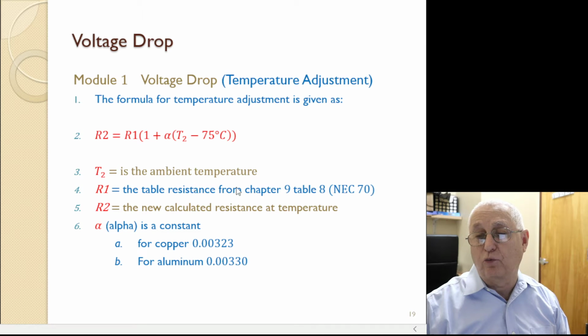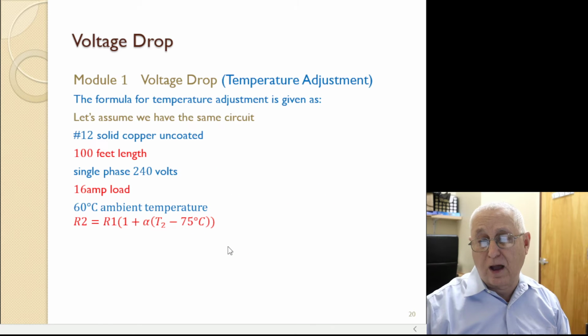R1 is the table resistance from Chapter 9, Table 8, NEC 70. R2 is a new calculated resistance at temperature. And alpha is a constant that we use for adjusting for temperature change. For copper, it is 0.00323. For aluminum, it is 0.00330. We're going to look at just copper. The formula for temperature adjustment is given.